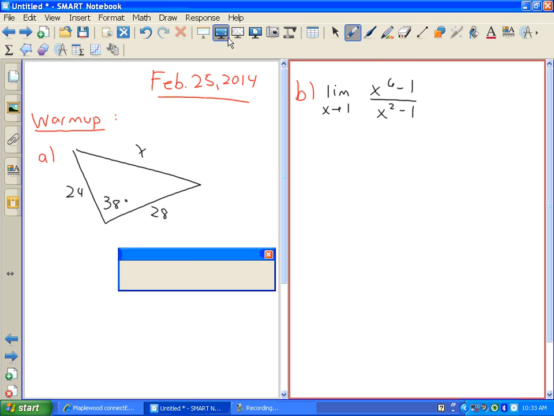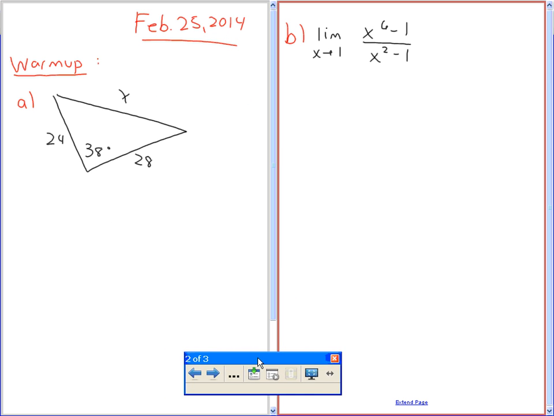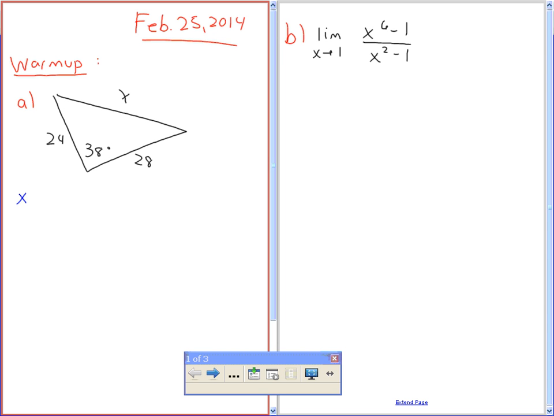Let's start with the warm-up. Megan Lowe, since you are escaping early today, can you get me started on this question, please? X squared equals 24 squared plus 28 squared minus 2(24)(28) plus 38.